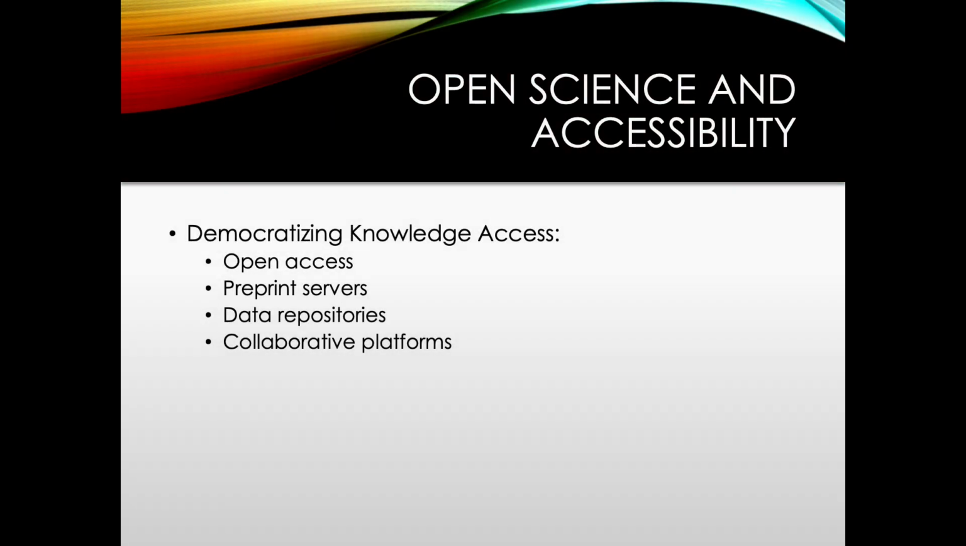Open science is democratizing knowledge access in unprecedented ways. Open access publishing models are expanding the literature available to us. Preprint servers are accelerating knowledge dissemination. Data repositories are enabling secondary analysis. Collaborative platforms are facilitating global scholarship. This means we have access to more knowledge than ever before, but we also need new skills to navigate this expanded landscape.